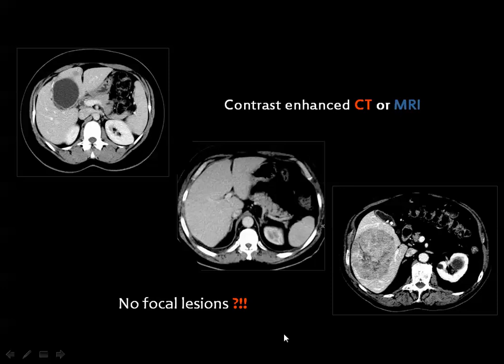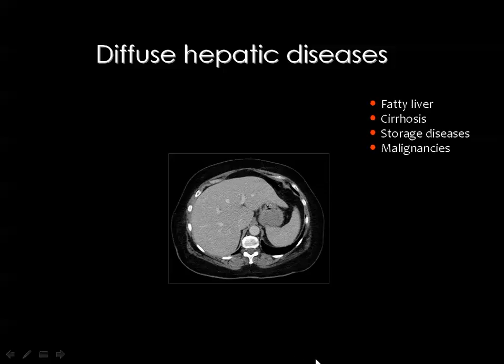Then in order to appreciate the hepatic pathology, especially the focal hepatic lesions, we should discriminate between cystic and solid hepatic focal lesions. Then, considering the diffuse hepatic diseases, I will explain at the end of this lecture. They will include the fatty infiltration, liver cirrhosis, storage disease, and the diffuse malignancies.